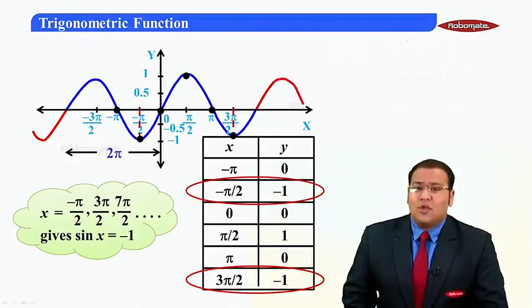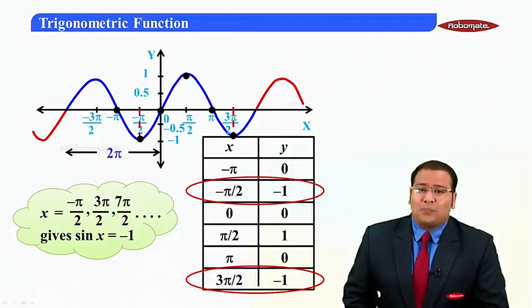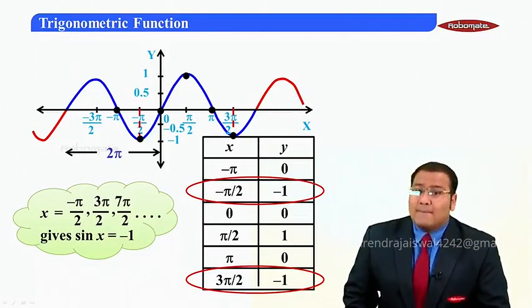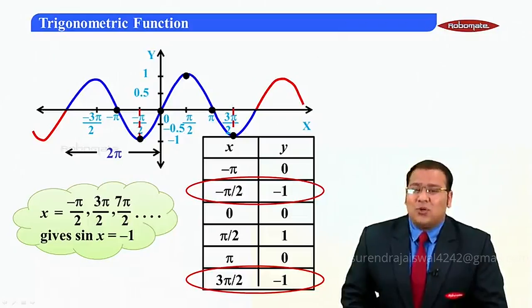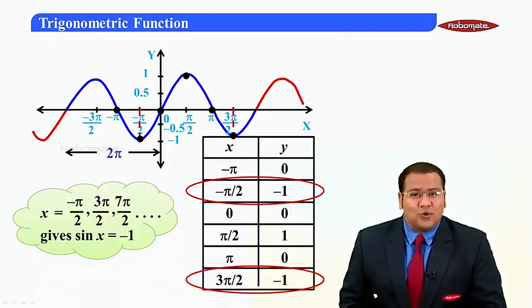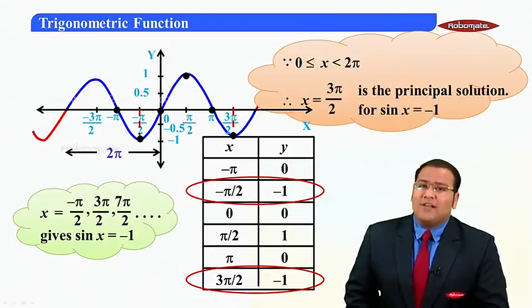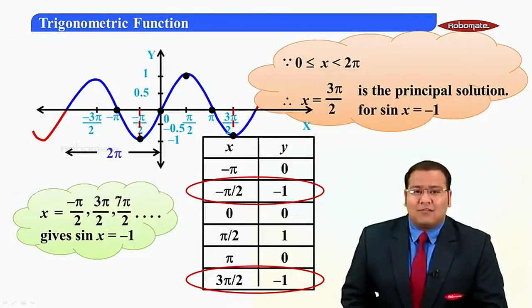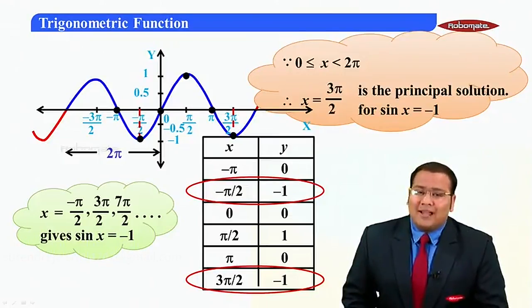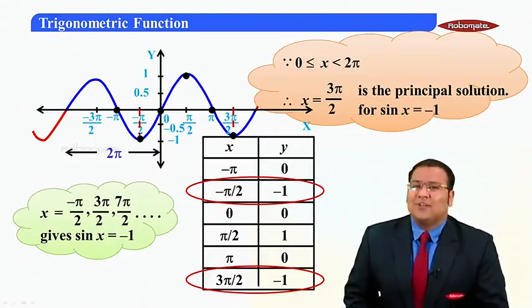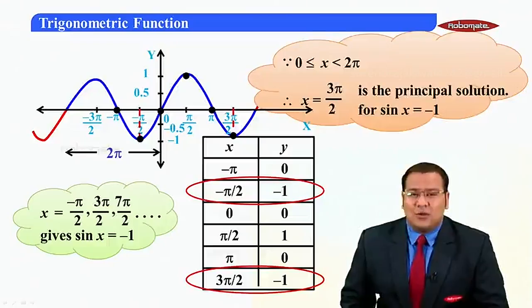In this case, you will observe that sine of minus pi by 2 is also minus 1. But minus pi by 2 is out of the range of 0 to 2 pi. So the only value which you consider of x in between 0 to 2 pi is x equal to 3 pi by 2, and hence it is called the principal solution for sin x equal to minus 1.